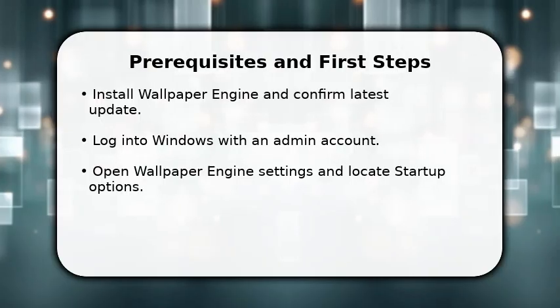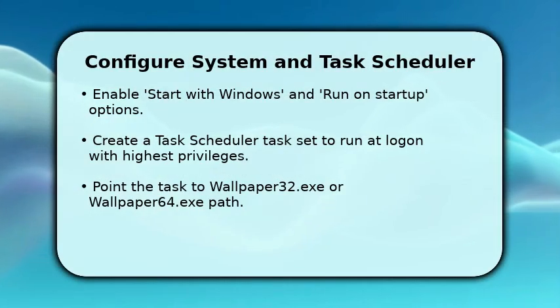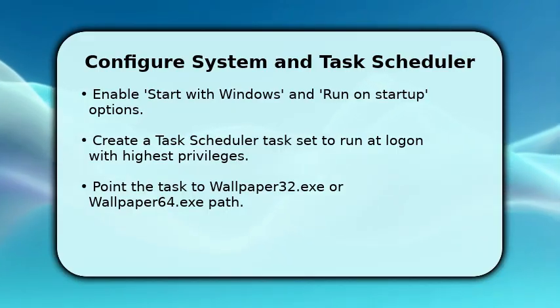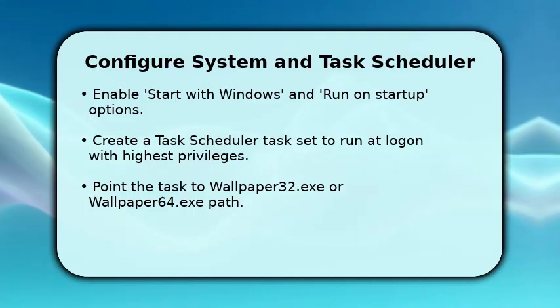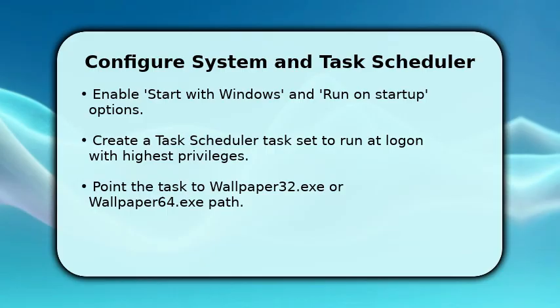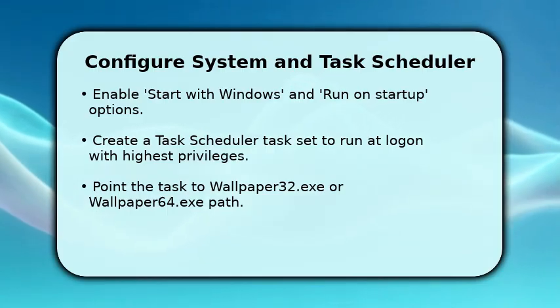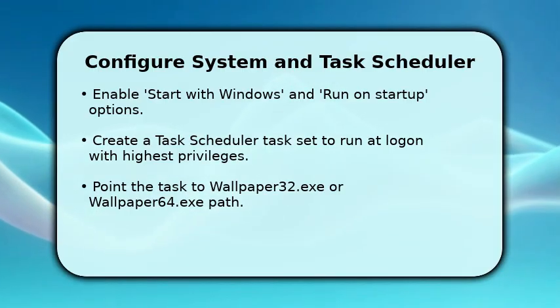Once the in-app option is enabled, make sure Windows will actually launch the program. Open Task Scheduler and create a new task that runs at user logon. Choose Run whether user is logged on or not, and check Run with highest privileges so it can access graphic resources. Then set the action to start the Wallpaper Engine executable.